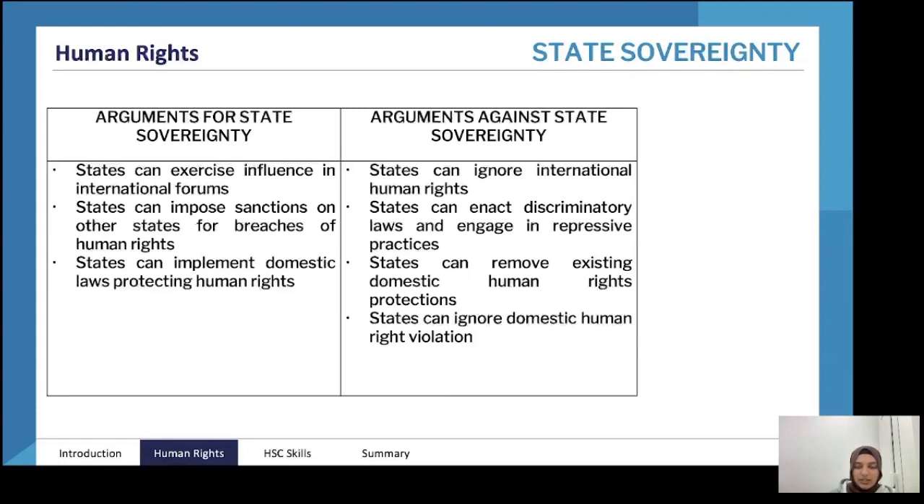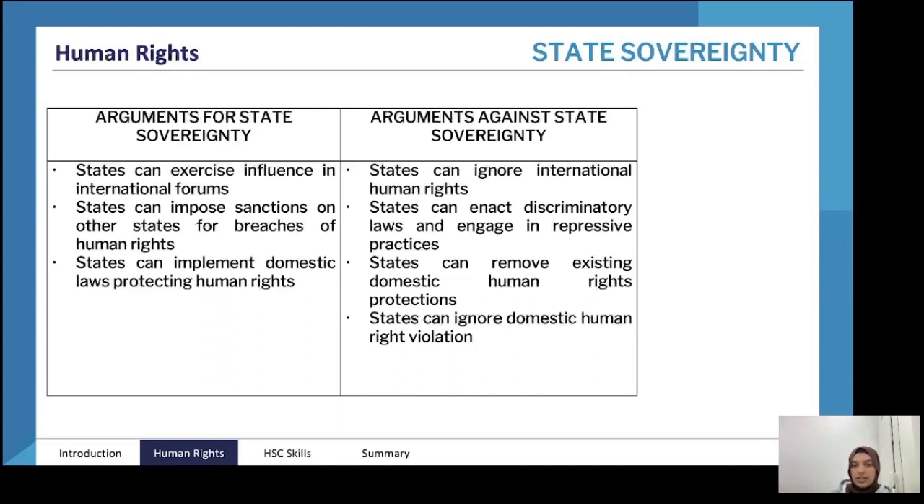You've then got arguments for and against state sovereignty. So arguments for state sovereignty is that states can exercise influence in international forums. They can impose sanctions on other states for breaches of human rights as well, and they can implement domestic laws protecting human rights without really any interference from other countries.